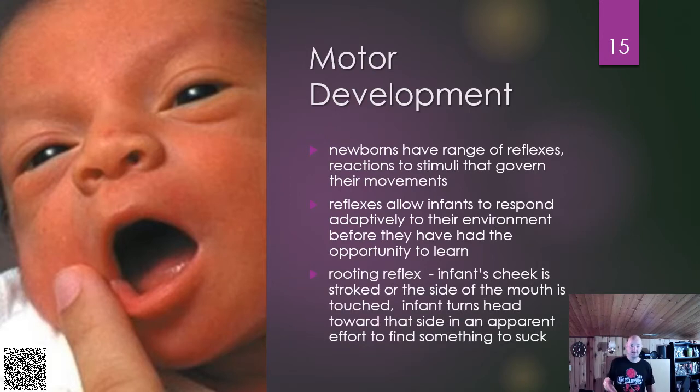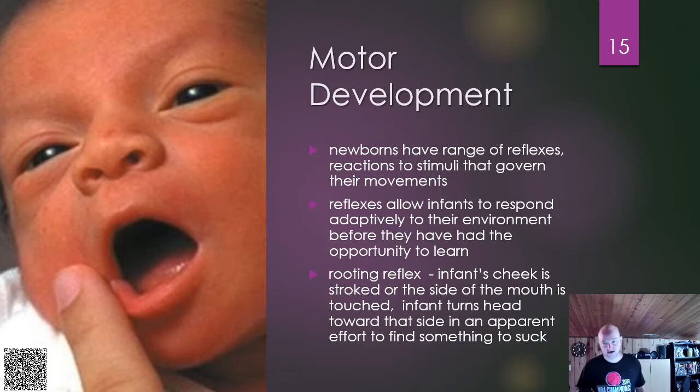Motor development, I'm focusing on my motor development here. There is something to be said about just being physically active and moving, and think of what motor development means. As the baby starts to move, it's the development of their motor skills, their motion. Newborns have a range of reflexes. Now, if you want to add to your notes, the interesting thing about a reflex is that it's an unlearned behavior, right?